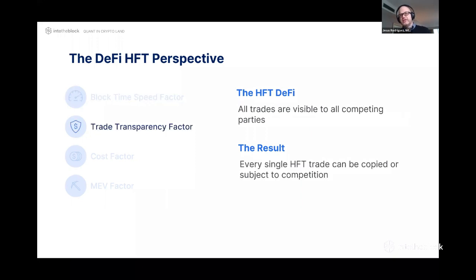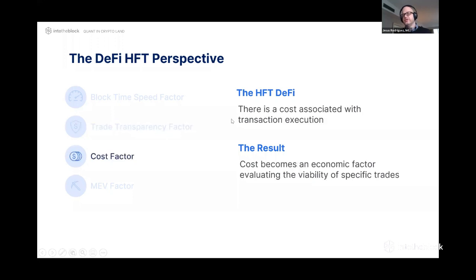Then there is what we call the trade transparency factor, the idea that you can see what your competition is doing, and your competition can see what you're doing. So it creates a different gaming dynamic than in traditional HFT, in which your competition cannot quite see the logic for a specific trade, and you cannot see theirs. So there is more opacity. Here, everything is visible, and there are pros and cons to that. There is also the fact that transactions in DeFi HFT have a cost.